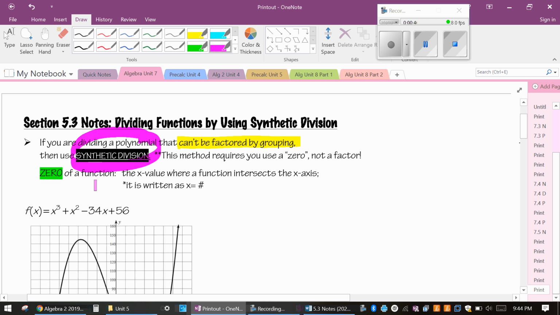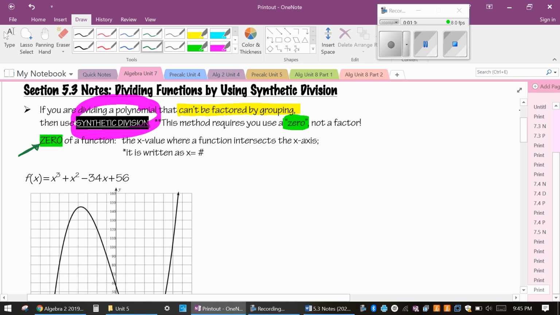This method requires you to use a zero. Now, a zero is not the same as a factor. If you look at the definition, a zero of a function is any x value where the function intersects the x-axis. You write it as x equals that number. Make sure that you have all of this written down on your paper.